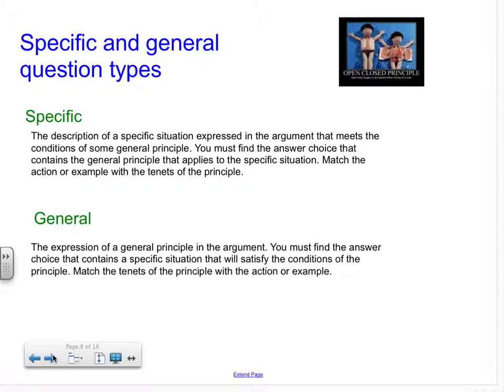The second type is a general. The expression of a general principle in the argument. You must find the answer choice that contains a specific situation that will satisfy the conditions of the principle. Match the tenets of the principle with the action or example.